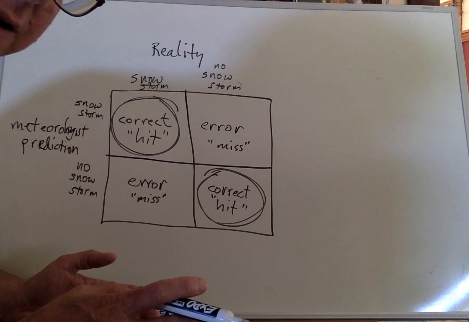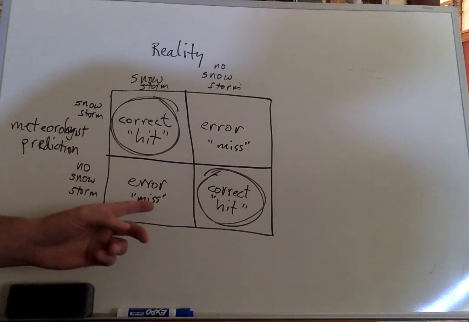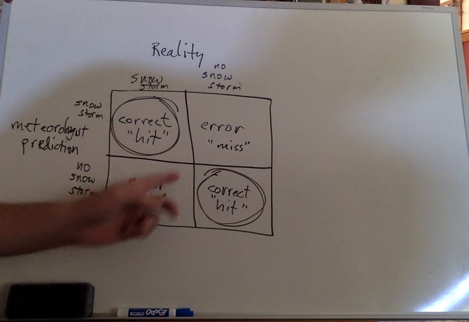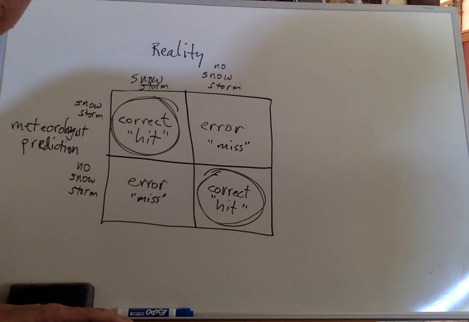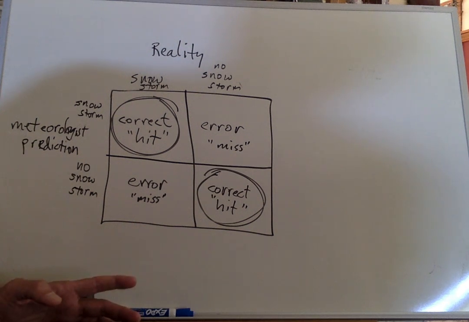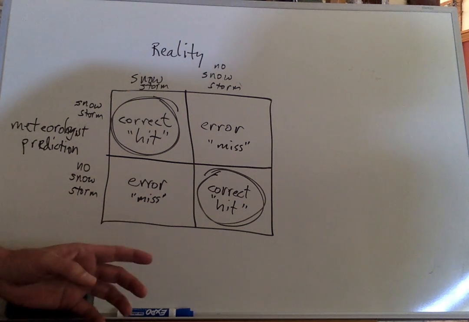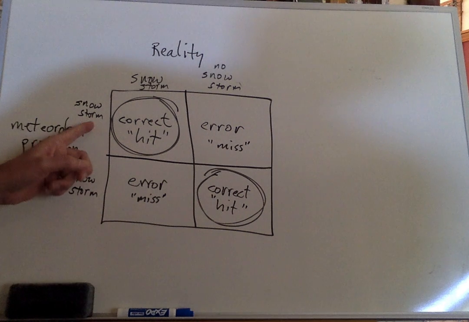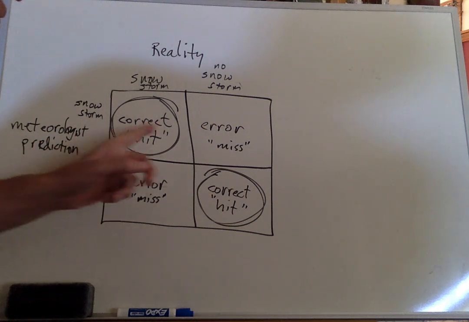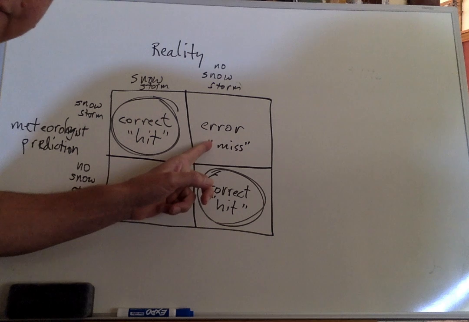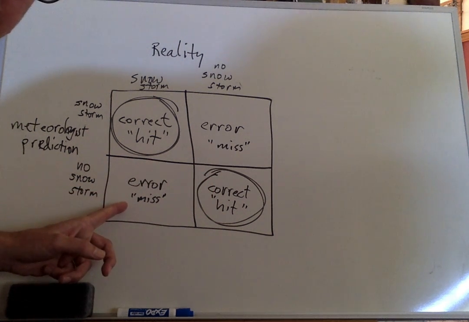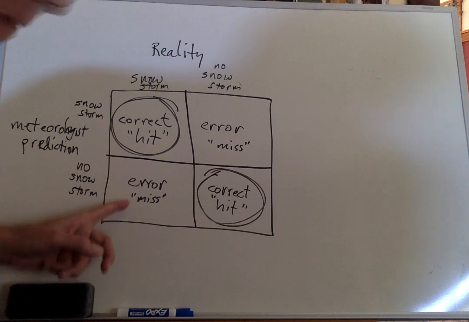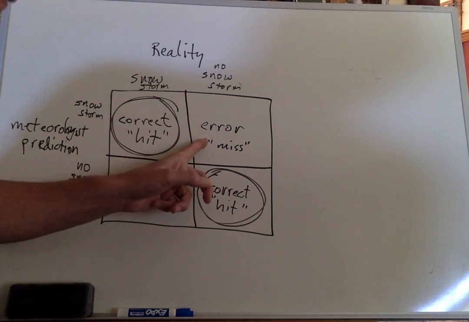Take a minute to think about this. Are both of these created equal? Is one of these worse than the other? The answer is, of course, one is worse than the other. I would rather have a meteorologist predict a snowstorm and then not have it come than not predict a snowstorm and we get nailed. Why is this a better error?